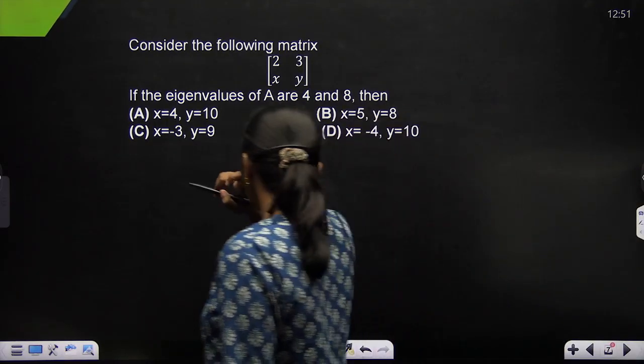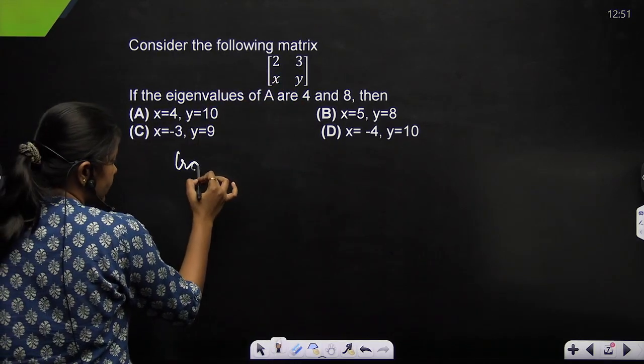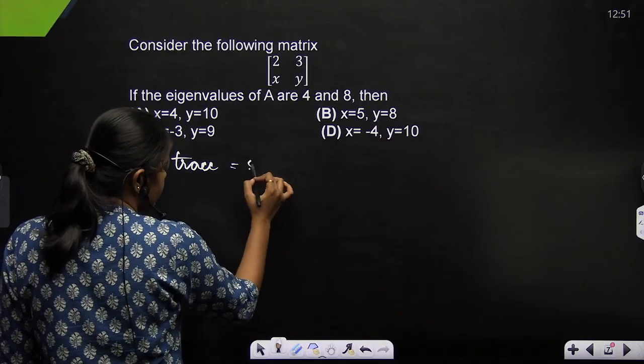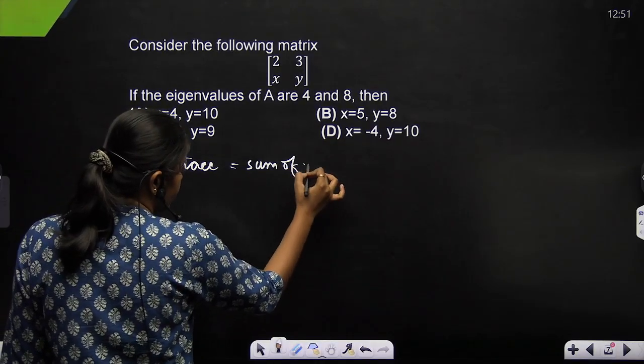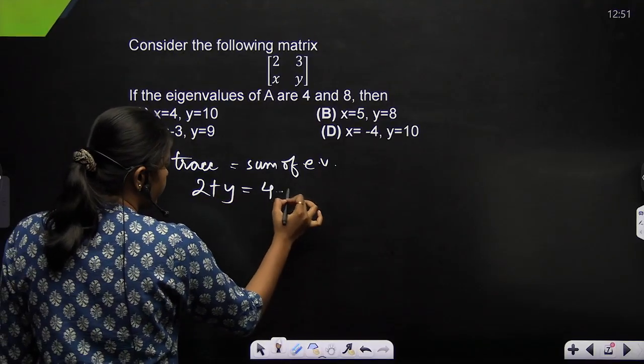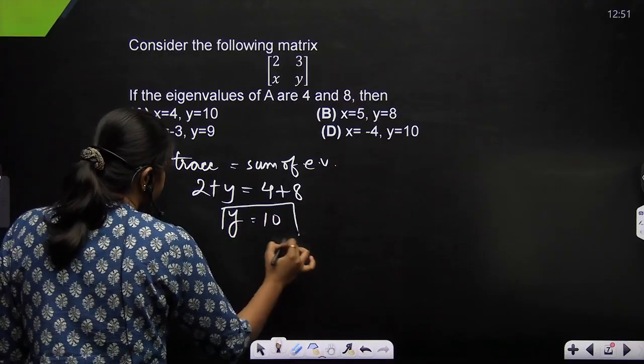So what would you do? One thing you know is that trace of A is equal to the sum of eigenvalues. So 2 plus y is equal to 4 plus 8. That would give me y is equal to 10.